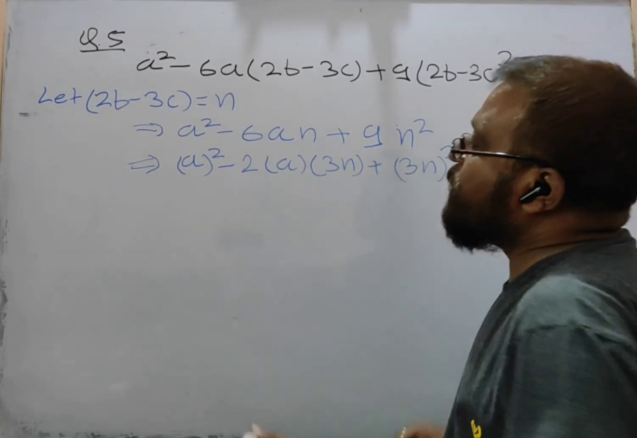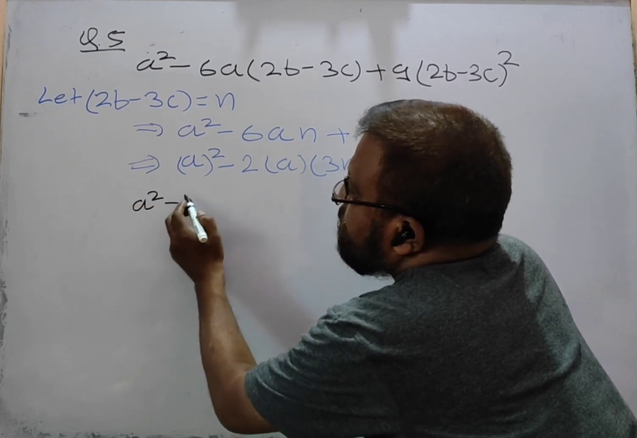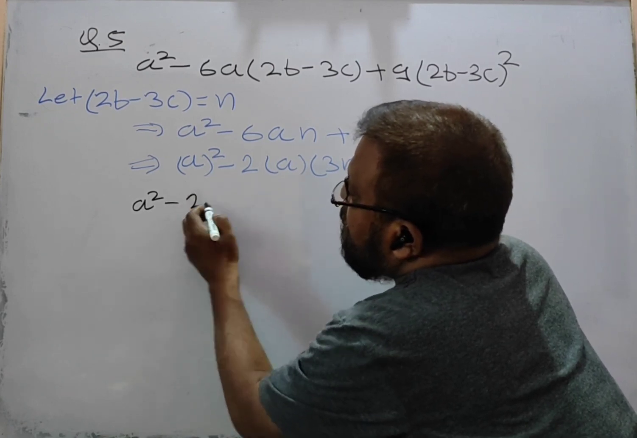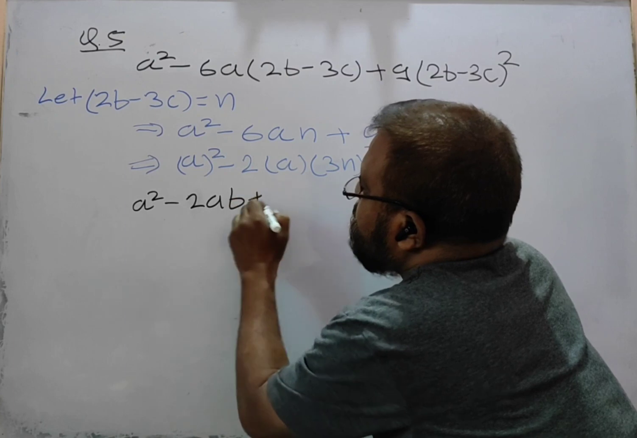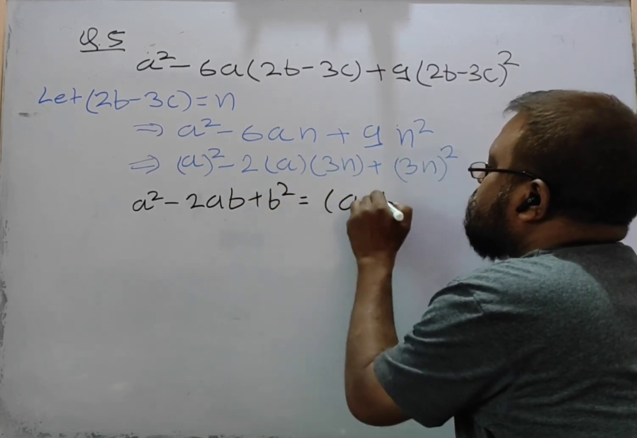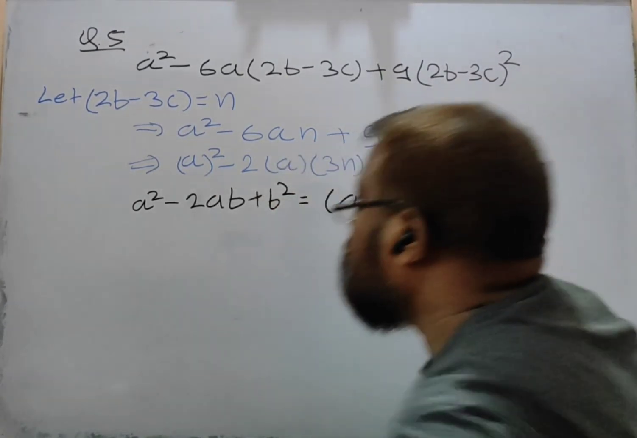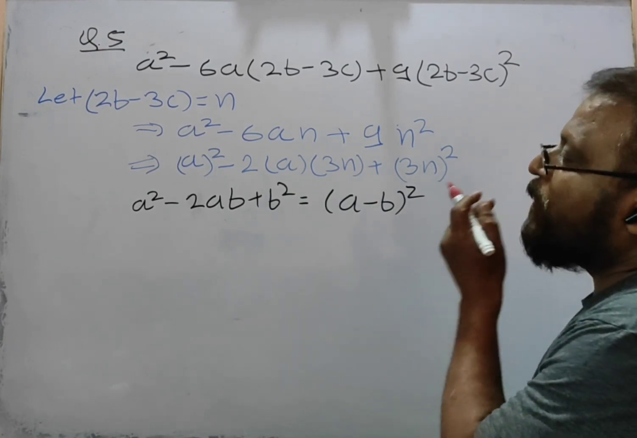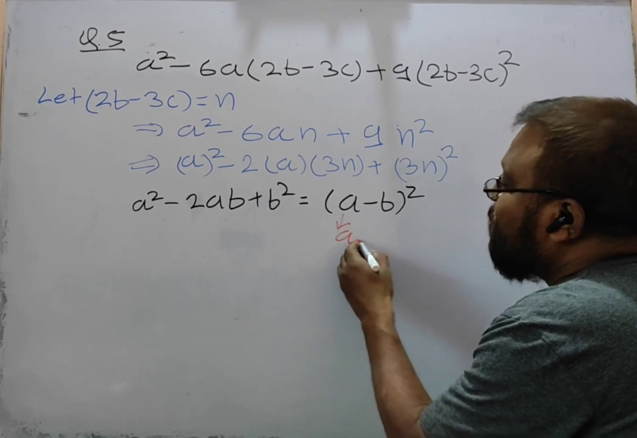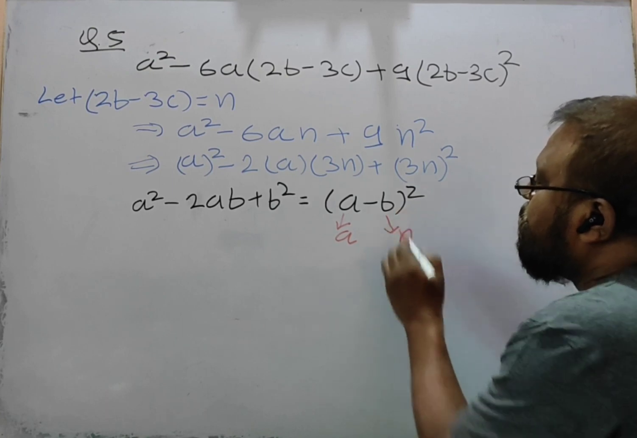Now we have the identity a square minus 2ab plus b square is equal to a minus b whole square. So here, a is a, there is no problem, but b is n.